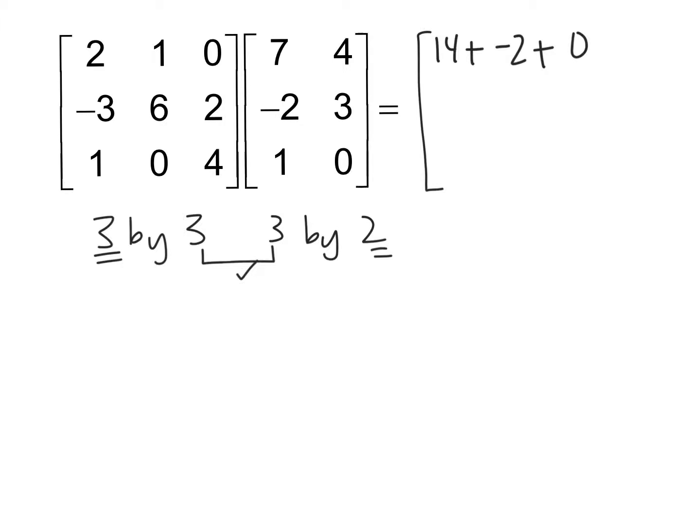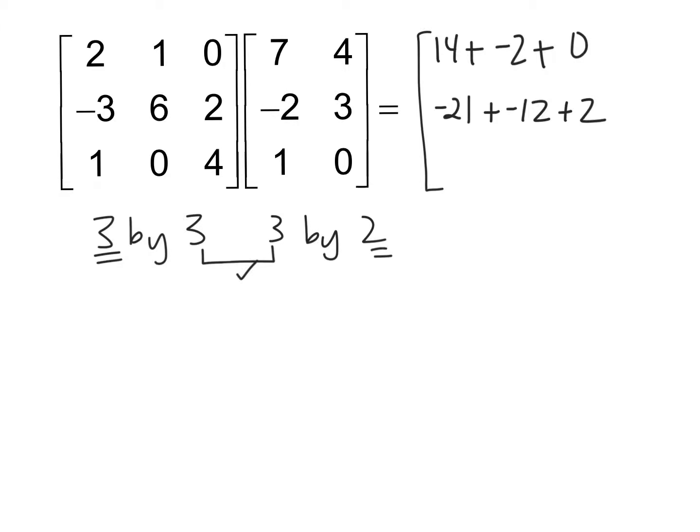Now let's go in the middle row. I'm going to do middle row, first column, and I'm going to line those up right under here. I'm going to do negative 3 times 7, which is negative 21. And I'm going to do 6 times negative 2, which is negative 12. And I'm going to do 2 and 1, which is 2.